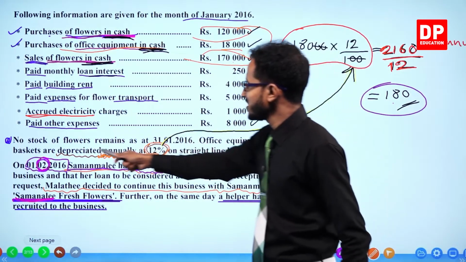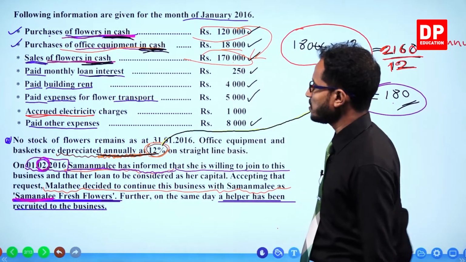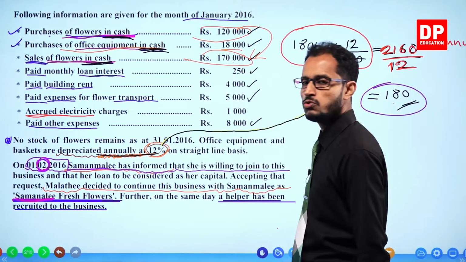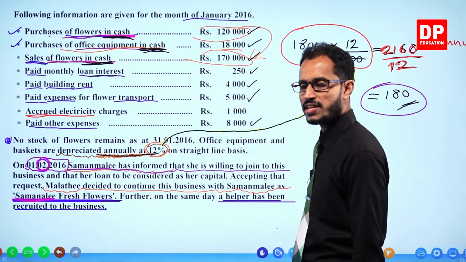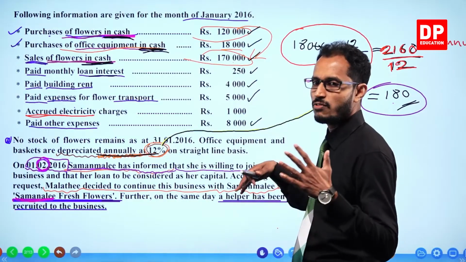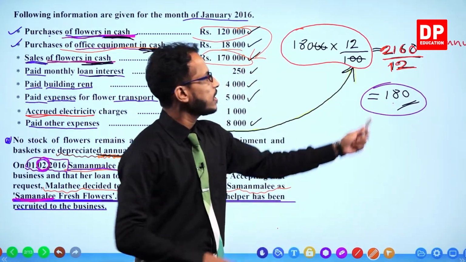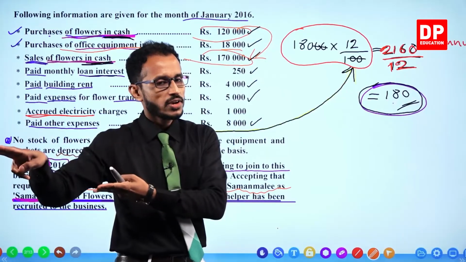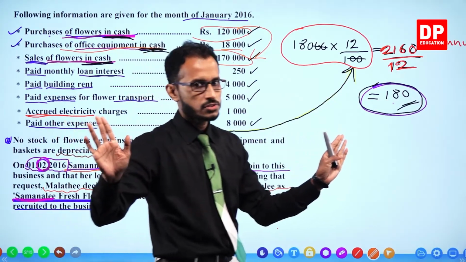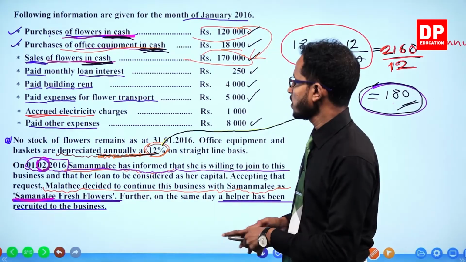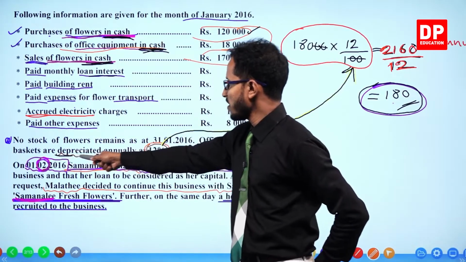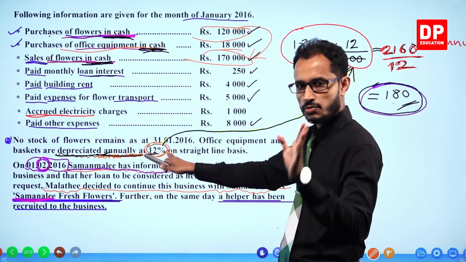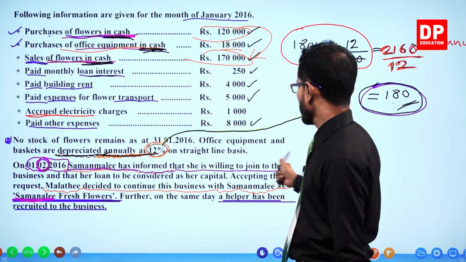Office equipment depreciation, should we take depreciation? No, depreciation is a non-monetary expense, even though a 180 depreciation we calculated here. It's not an expense which is paid in cash. Okay, depreciation is not paid in cash, remember, so we don't take that. That's why we have to ignore that depreciation.